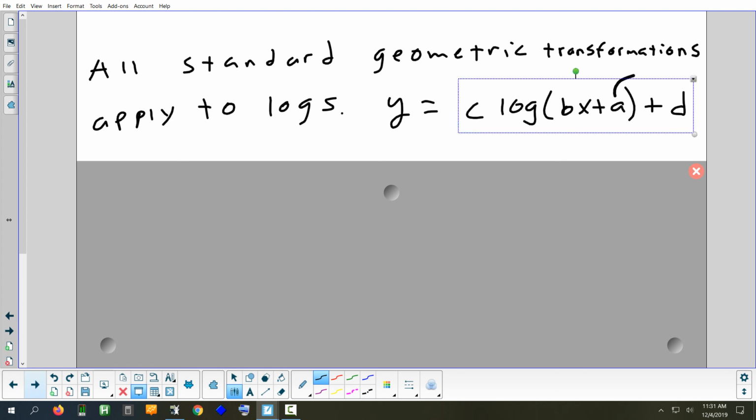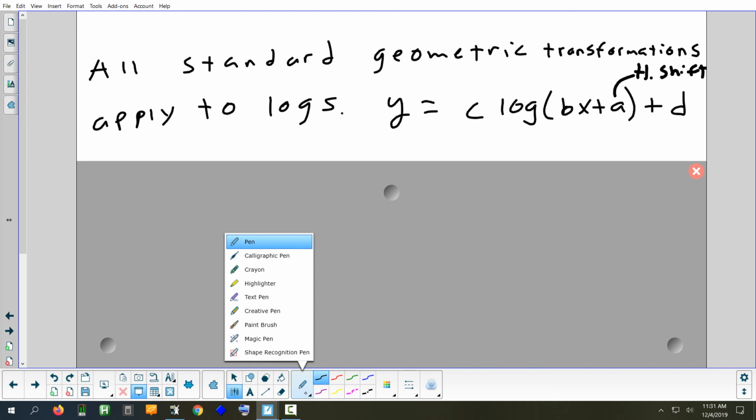The D, that's going to be the D. Jared? That'll move it left and right. Yes, that's a horizontal shift.